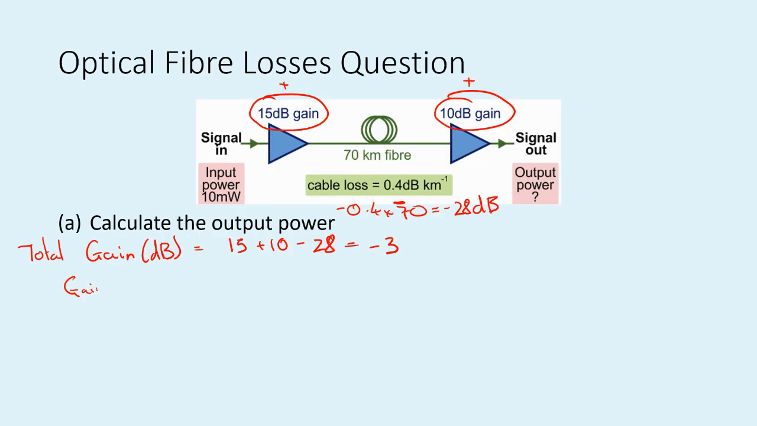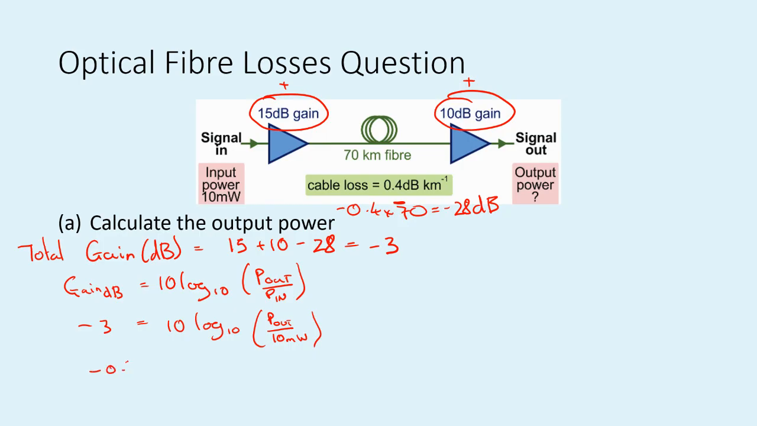So we remember that the gain in decibels is equal to 10 log 10 power out over power in. So we've got minus 3 is equal to 10 log 10. The output power we don't know, that's what we're trying to figure out. And the input power is 10 milliwatts. We can divide by 10.